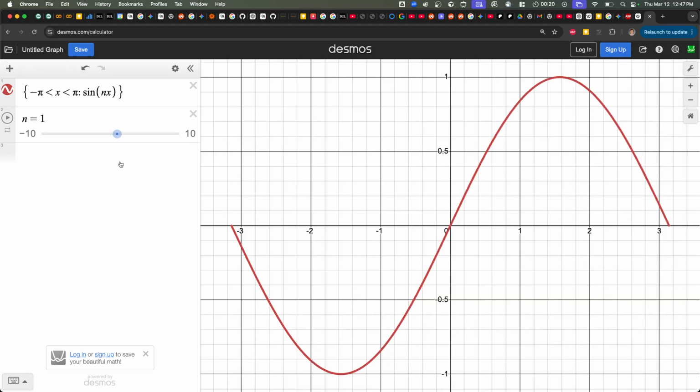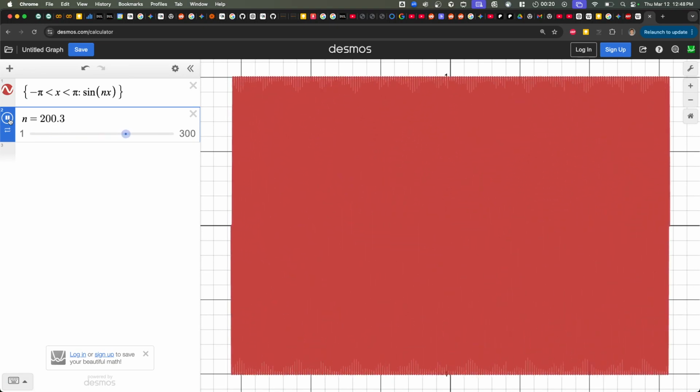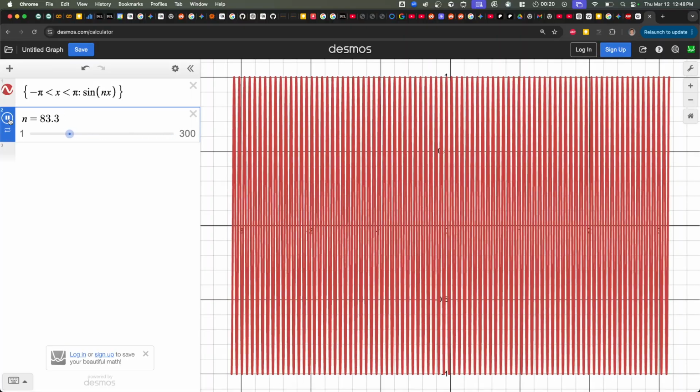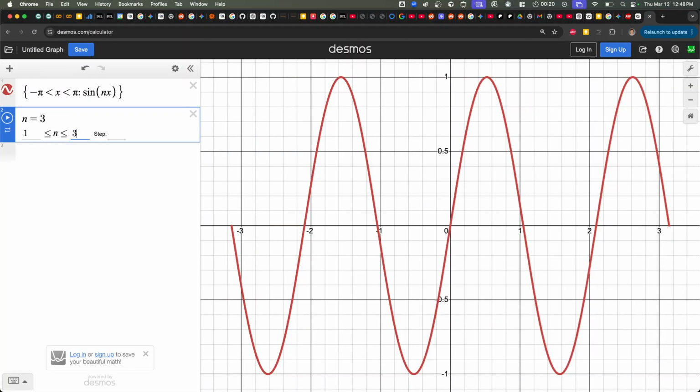So this is the function, but the exciting thing is I can animate it as we make n bigger and bigger, because the statement is about something that happens when n gets bigger and bigger. So what happens to this thing? It looks like that. Okay, now it's getting smaller. Okay, 300 was ambitious. Let's try 30.